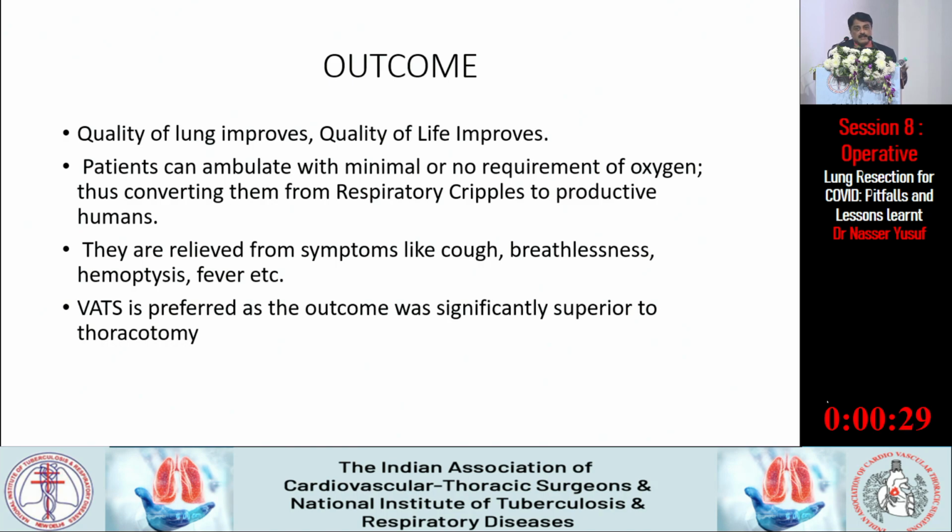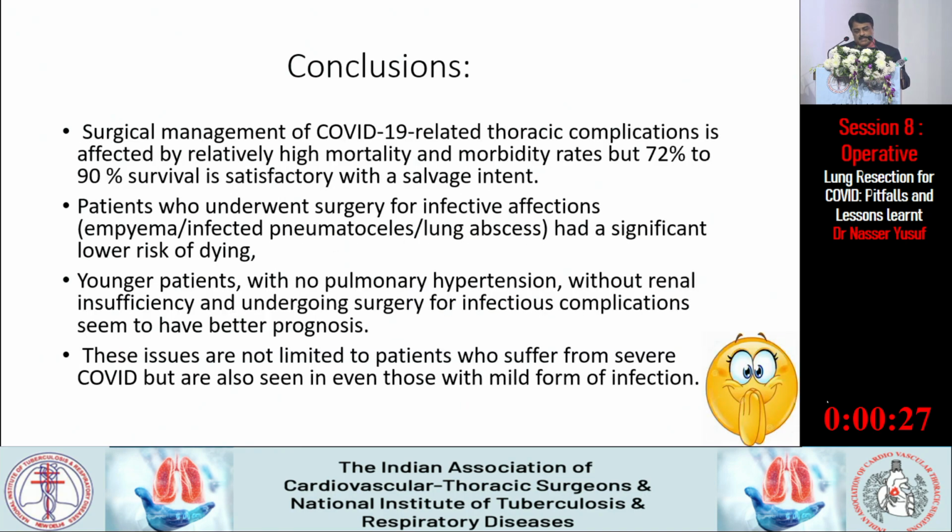And so finally, trying to cut it all short, surgical management of COVID-19 related thoracic complications is affected by relatively high mortality and morbidity. However, 72 to 90% survival is encouraging with a salvage intent. Further, patients who underwent surgery for infective affections, empyema, infected pneumatoceles, lung abscess, had a significantly lower risk of dying, so safer to take them on.